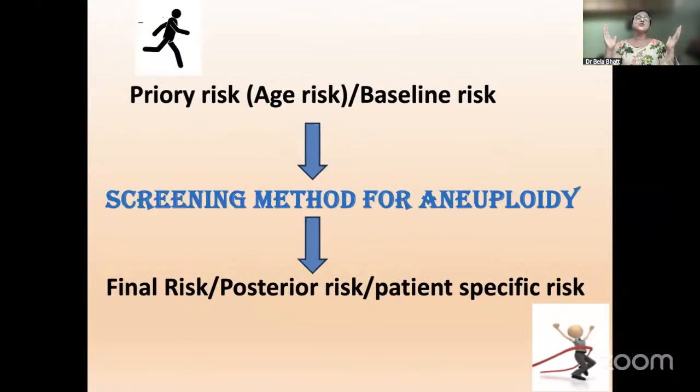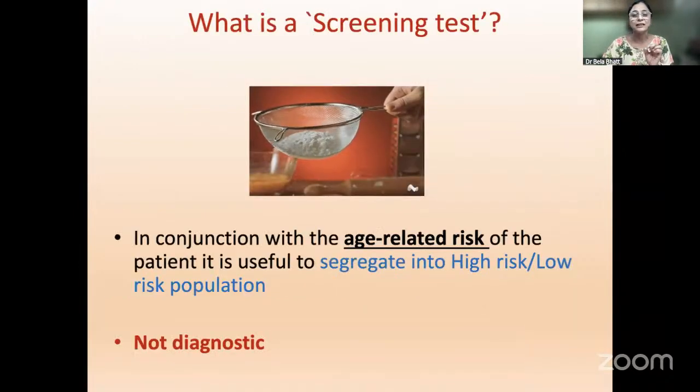Now, what do we actually do in this screening process for aneuploidy? We take the baseline risk, or the age risk of the mother for that particular aneuploidy, and then apply the likelihood ratio of a screening method, may it be nuchal scan with the various soft markers or the double marker, whichever test. After applying that likelihood ratio on the baseline, the final risk that we get is called the posterior risk, or a patient-specific risk. We come to know exactly what the risk for aneuploidy is for that particular fetus. So this is how we do any screening test.